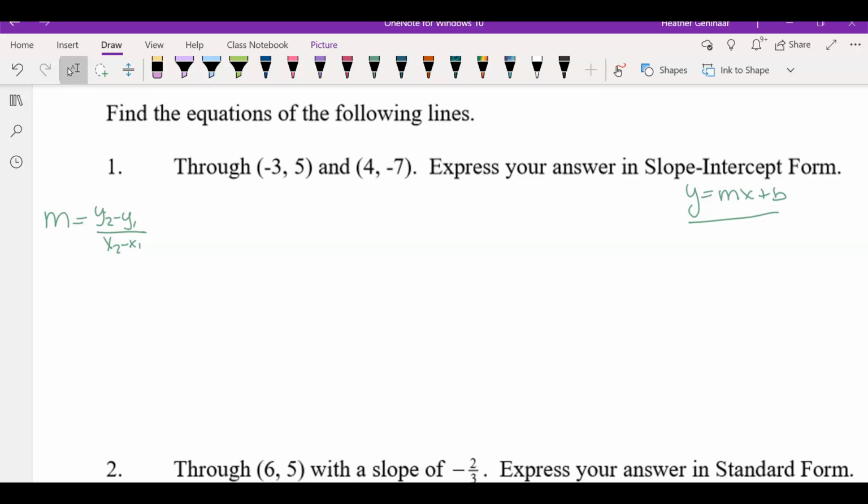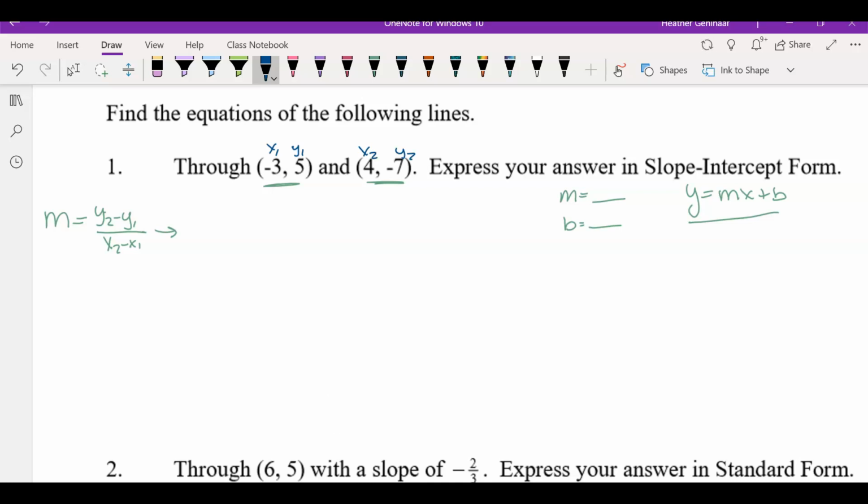Okay, so then here it says through these 2 points, express your answer. So first of all, we don't have a slope. We don't know what m equals, and we don't know what b equals. So we have a couple things to do. I'm going to go ahead and take our slope formula where I can find the slope, x1, y1, x2, y2.